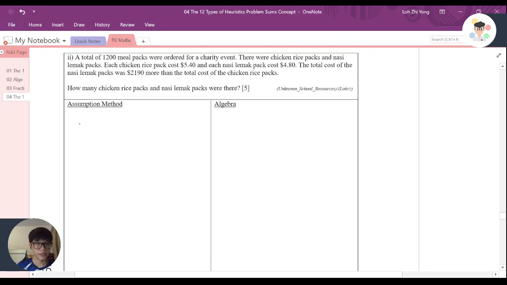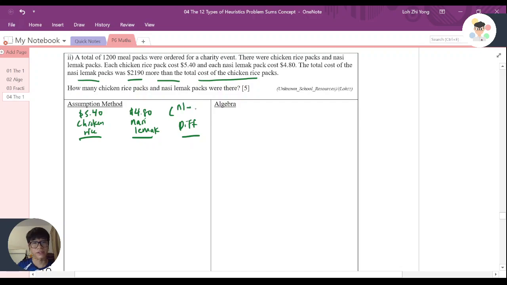Now, what's interesting is that let's try to write in this form. Chicken rice. Now I have nasi lemak. And because the question says the total cost of nasi lemak was 2,190 more than the total cost of chicken rice, it means that we are looking at the difference also. Now I have three things, and I know chicken rice costs $5.40, nasi lemak is $4.80, and the difference is nasi lemak minus chicken rice.